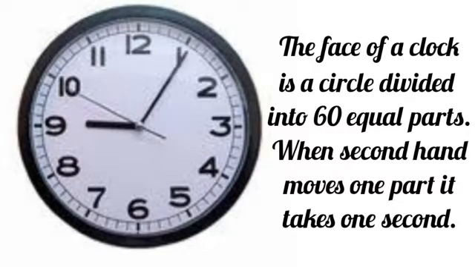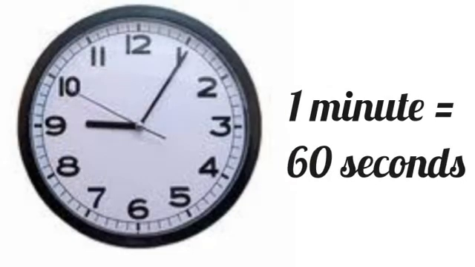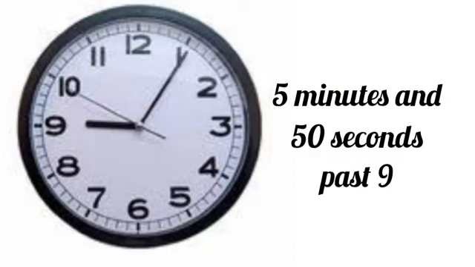This takes 60 seconds. It means when the second hand moves one part, it takes 1 second, and when the second hand moves 60 parts, it takes 60 seconds. In the same time, the minute hand moves one place, which means that 1 minute is over. It means that 1 minute is equal to 60 seconds. The clock shows 5 minutes and 50 seconds past 9.